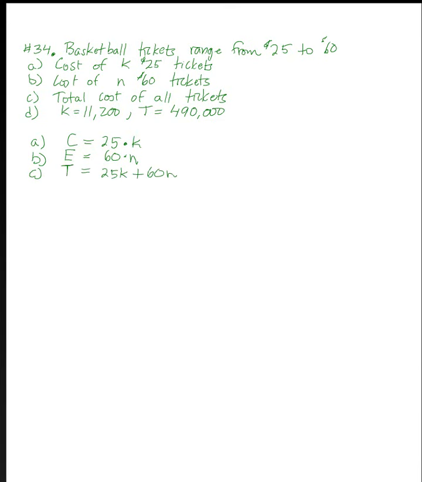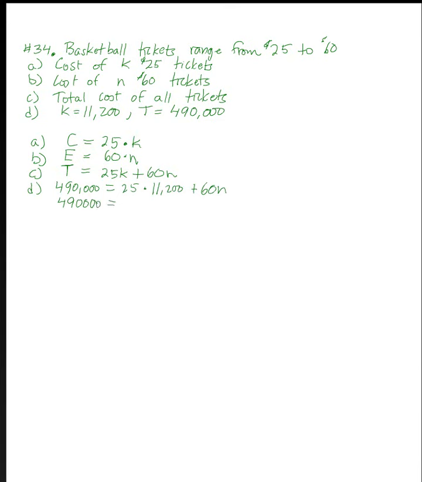Finally, part D, it says plug in these numbers. Plug in K equals 11,200, T equals 490,000, and what does it mean? Okay, so D, I have 490,000 equals 25 times 11,200 plus 60N. All right, I need my calculator a little bit here.